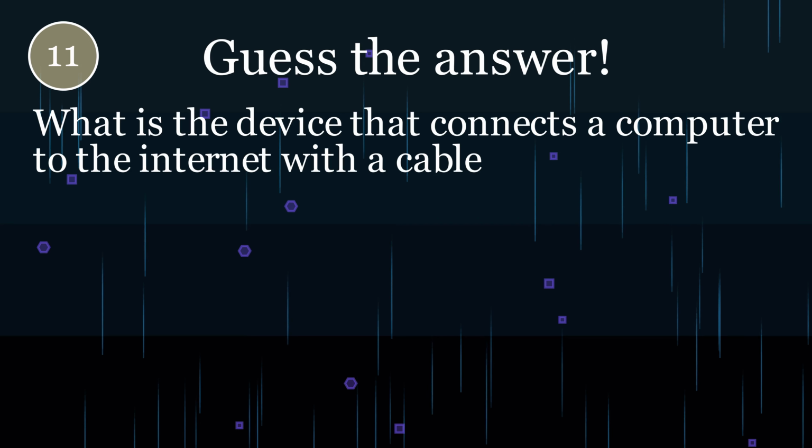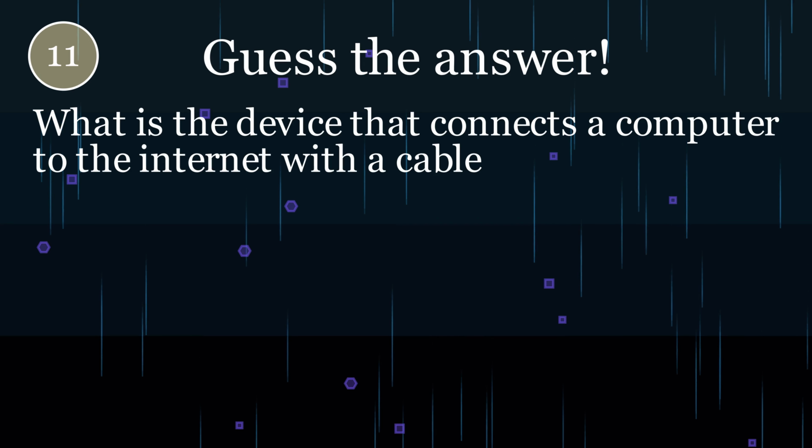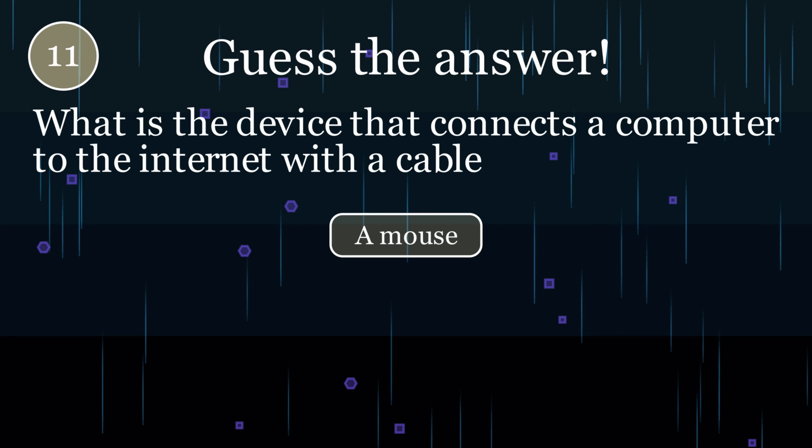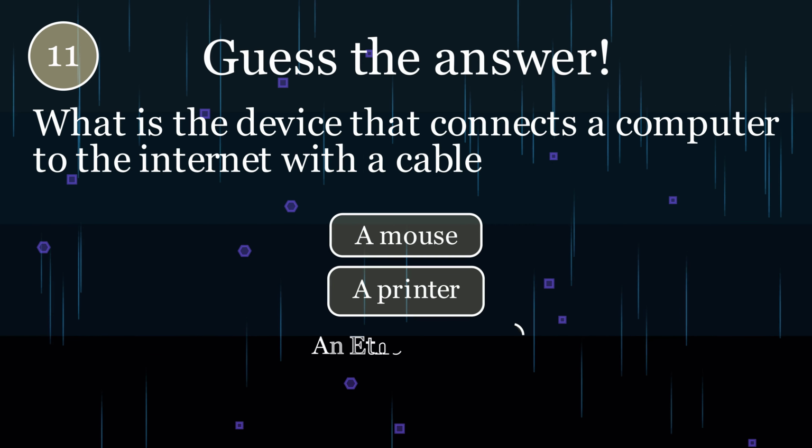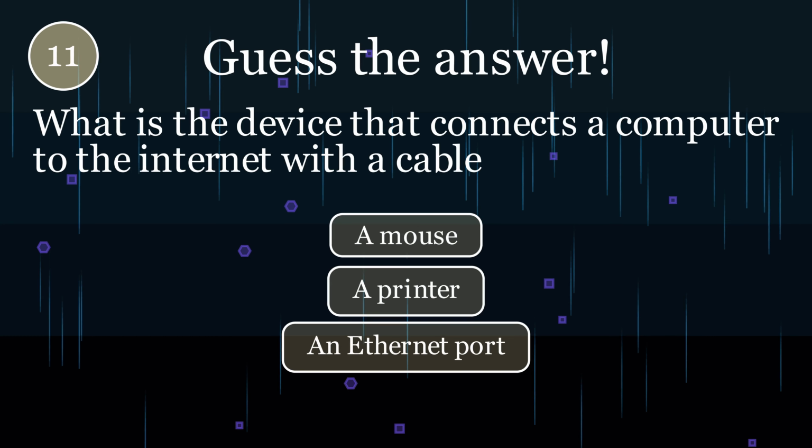What is the device that connects a computer to the internet with a cable? A mouse. A printer. An Ethernet port.